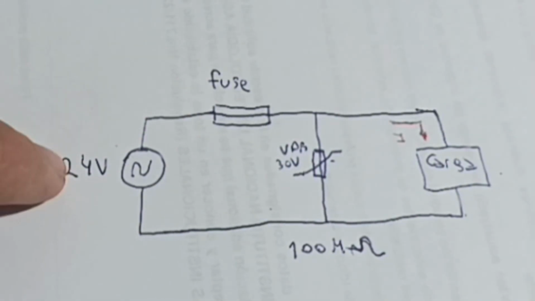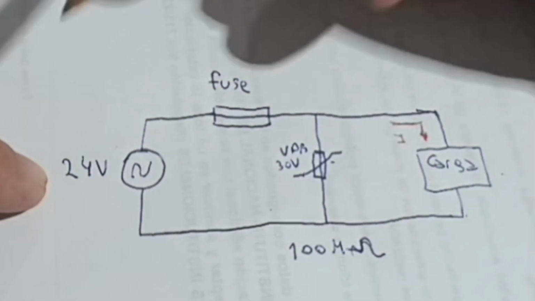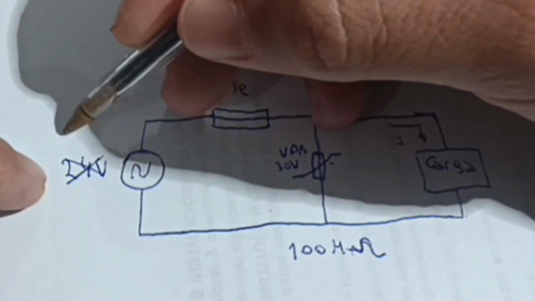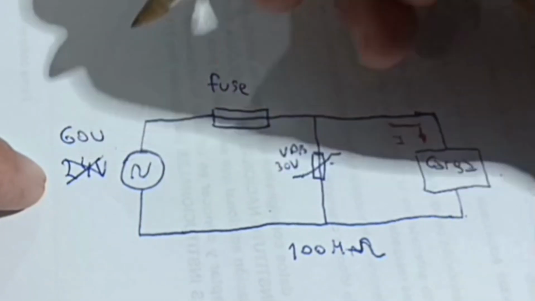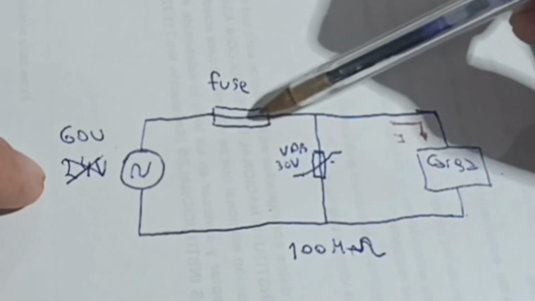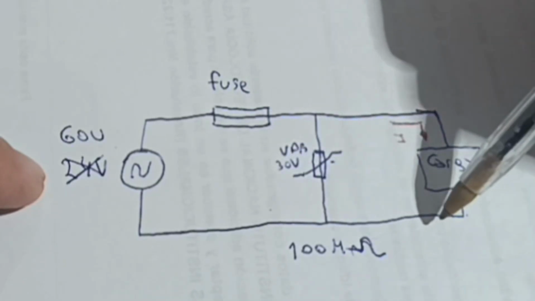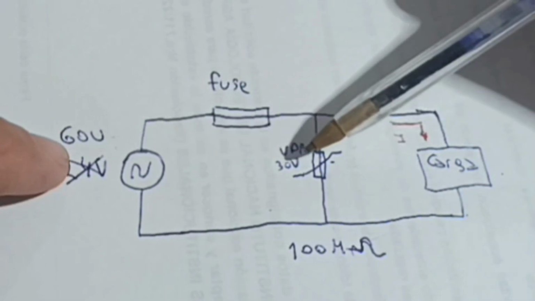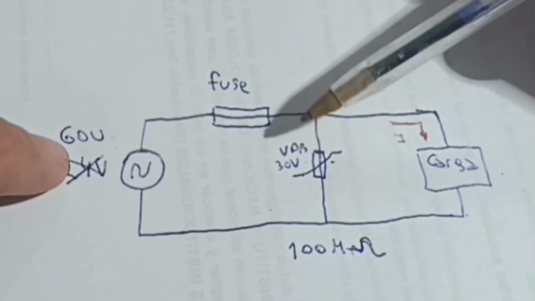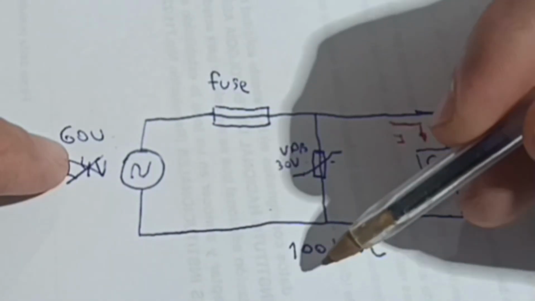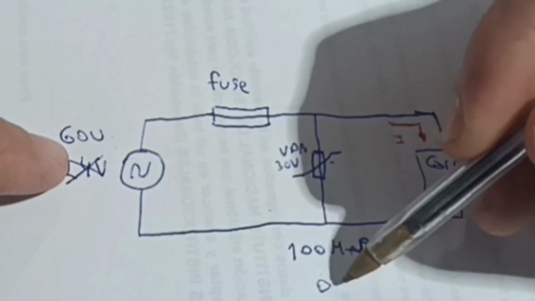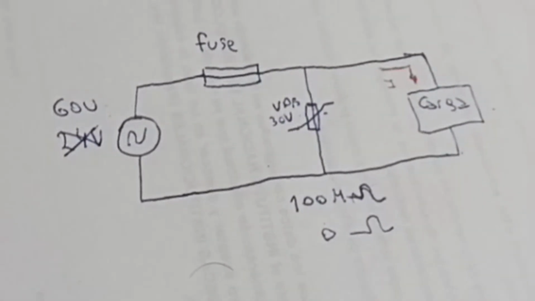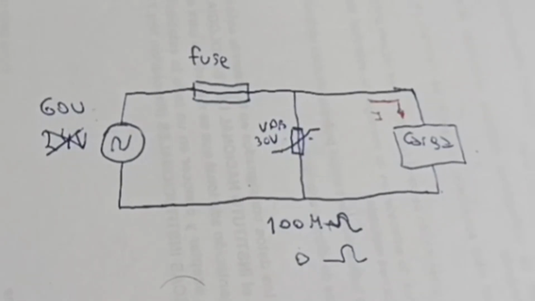If my voltage increases from 24 to 60 volts, if the whole circuit is going to have 60 volts and the supply voltage now exceeds the voltage of the varistor, it is going to have a resistance of 0 ohms in this case. There a short circuit is generated.